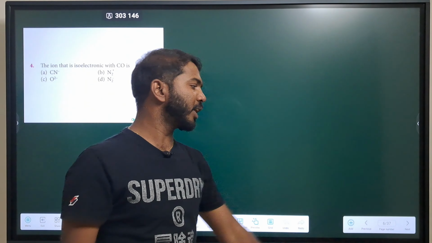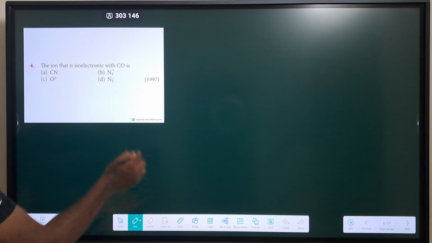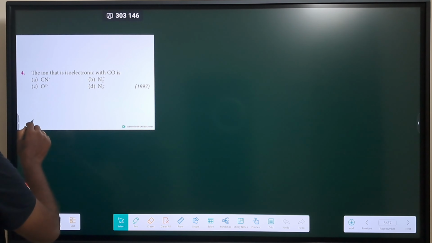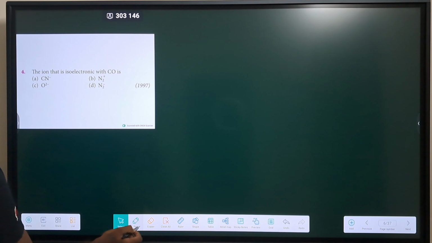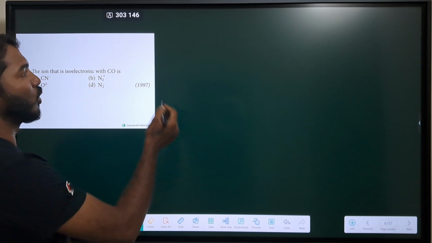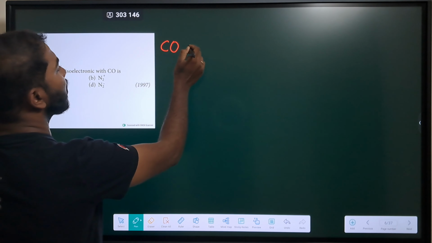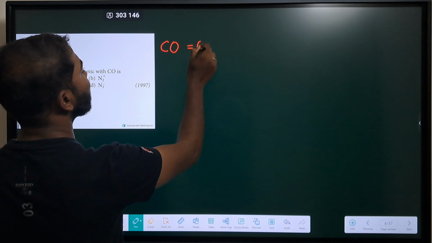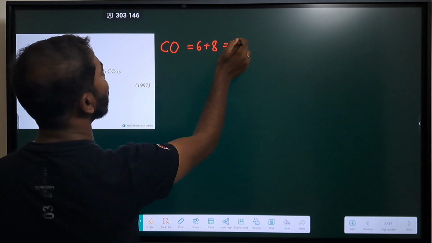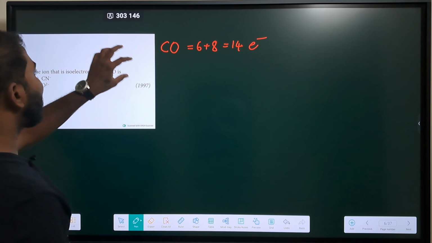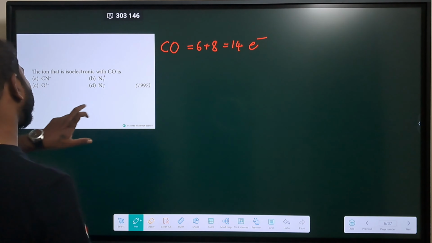Next question is also related to that. You try to do it. What we have to do in this is, again, select the ion that is isoelectronic with CO. How many electrons are there in CO first? We just calculated, that is 6 plus 8, which is going to be 14 electrons actually, okay? And now like CO, which among the 4 is going to have 14 electrons? That is the question actually.